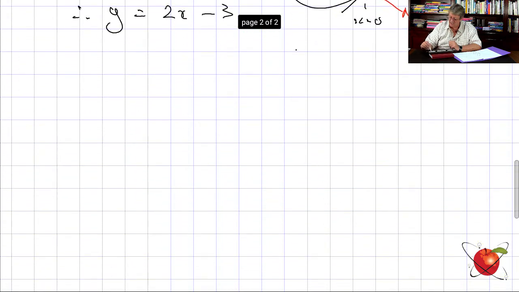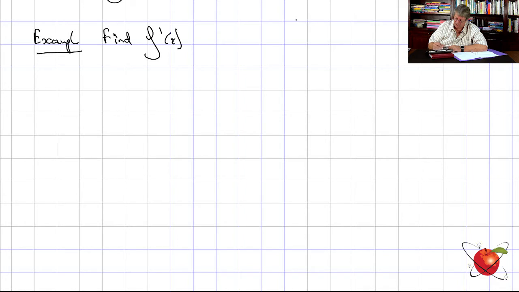Let us do another slightly more complex one, which might not look as straightforward at first. We're going to do the same thing. I say find f prime of x. This is another example. Find f prime of x, the derivative of y equal to 1 over x. Now, what do I know? I know that y, that is the same thing as saying f of x, is 1 over x.